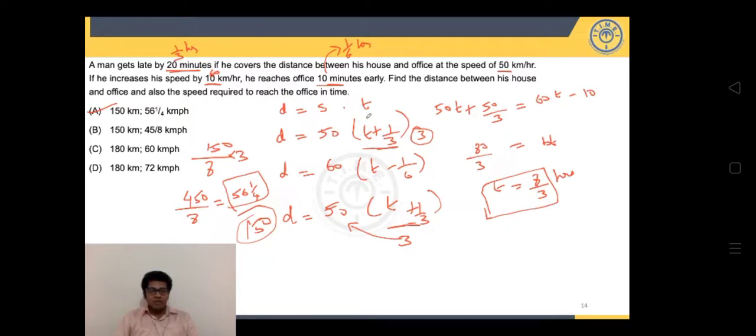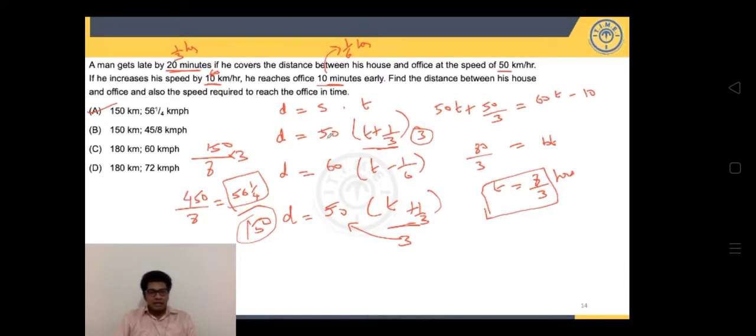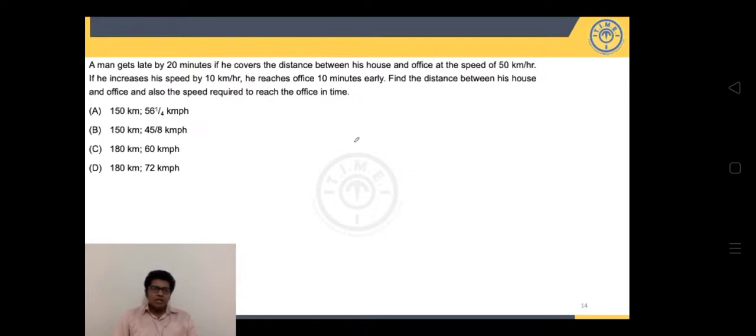So we have the equation: s into d, s is 50, this is t plus 1 by 3, s is 60, t minus 1 by 3. So both are equal. When you simplify this, you will get t, substitute in any equation, you will get d, then divide, you will get s. Okay. Let's see how this question can also be solved.